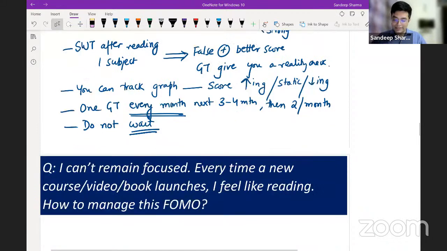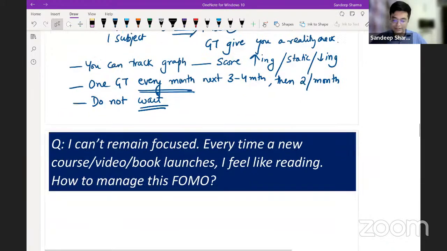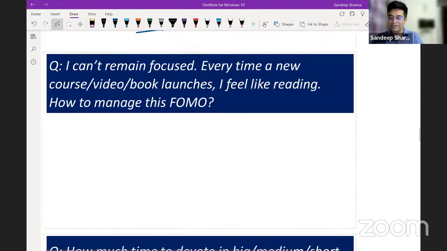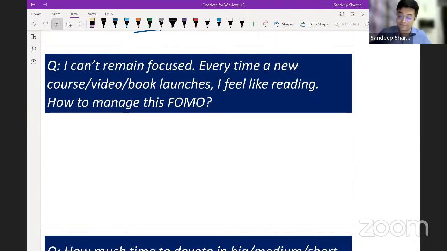So from the grand test, let us move further. Sir, this is again a common thing. These days, there is not a shortage of material, there is an excess of material. So students would say, I cannot remain focused, sir. Every time a new course or video or book launches, or every time a YouTube influencer or Instagram influencer comes up with a smart, miraculous plan to crack the exam in the next 1 month, I feel like following that, reading that, and leaving the thing which I was doing. How to manage this FOMO? Sir, your take on this.